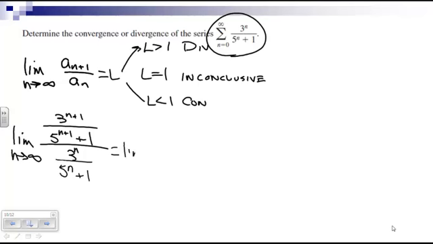Multiply by the reciprocal. The limit as n approaches infinity of 3 to the n plus 1 over 5 to the n plus 1, plus 1, multiplied by 5 to the n plus 1 over 3 to the n. We're good there? Can you cancel all of them? No, I can't. I can do the 3s, but I can't do the 5s, because they're being added. Can we handle the 3s? Yeah. If I handle this, and it gets rid of almost all of those exponents, why can't I do the 5s? Because they have something attached to them. It's not a clean break.